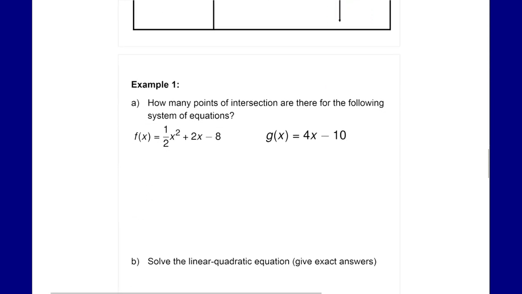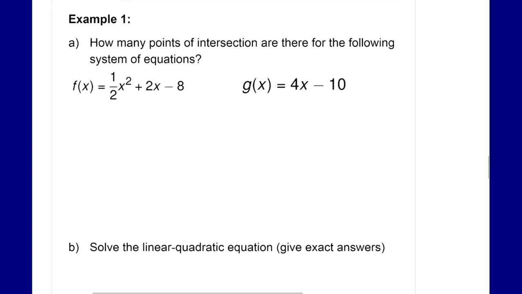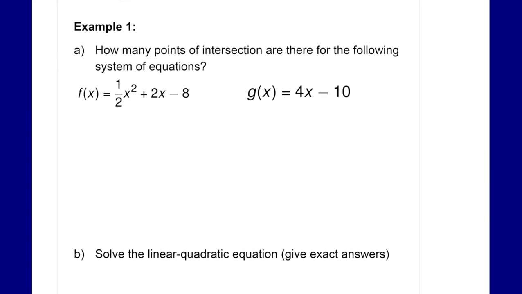So let's go through and take a look at an example. We have our 2 equations: f of x is equal to 1/2 x squared plus 2x minus 8, and g of x is equal to 4x minus 10. So we have our linear quadratic system.